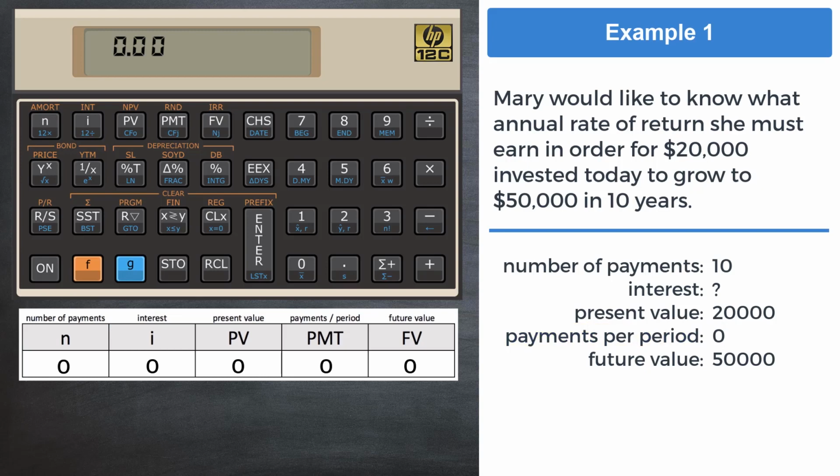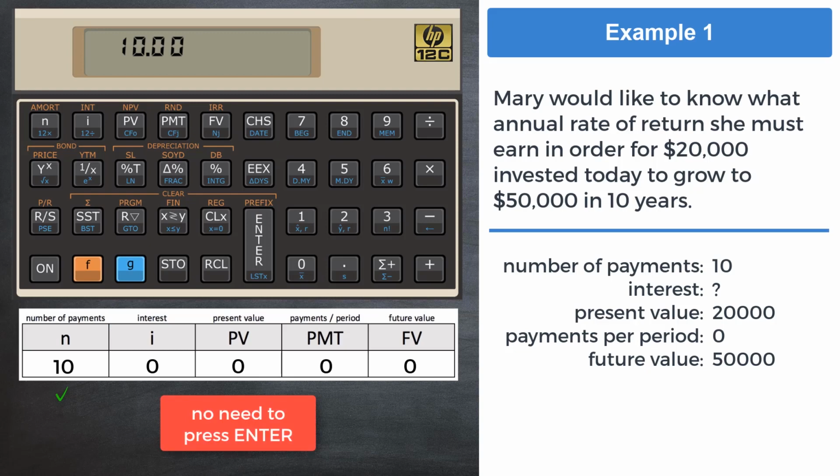Entering these into the HP12c is done as follows. We will enter these into each respective register, and once that is done, the 5th register, in this case the interest, will yield the answer. Enter as follows. Press 1, 0 on the keypad for 10, and then press the key marked N on the top row. That's all you need to do to enter the data. It is not necessary to press the Enter key, as you would expect.